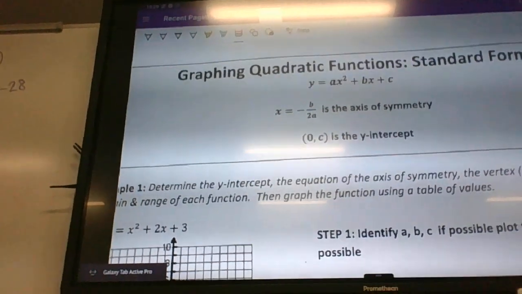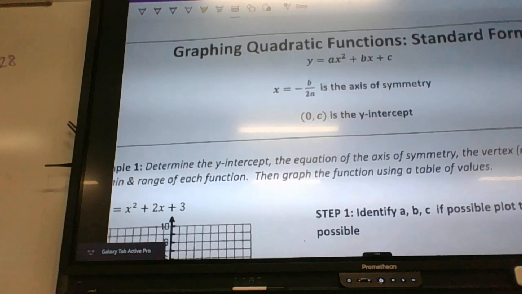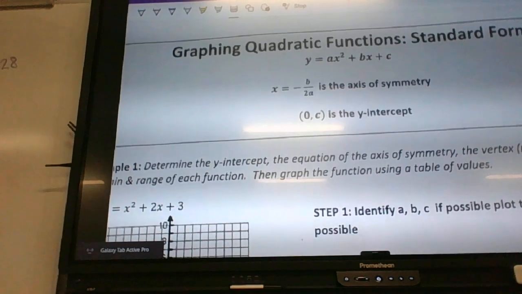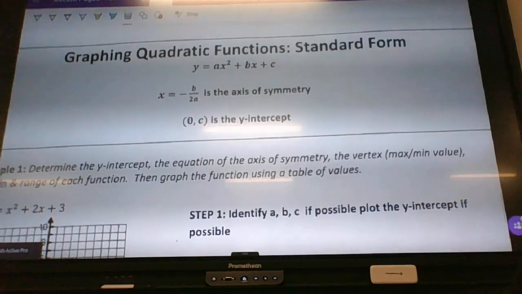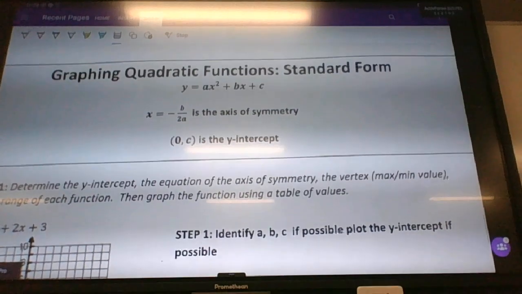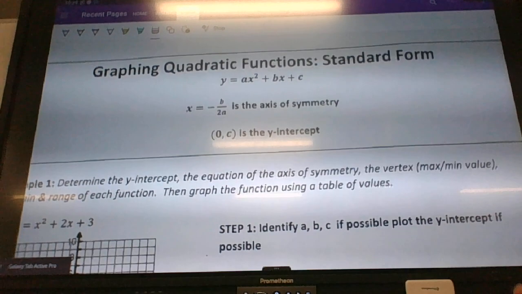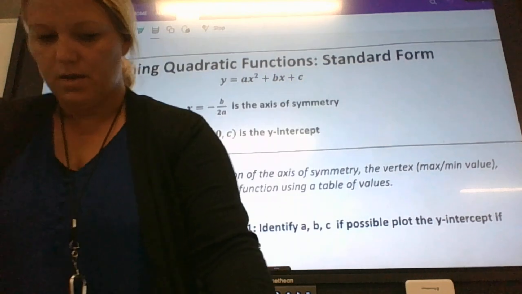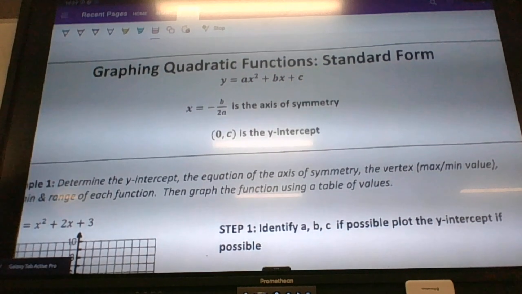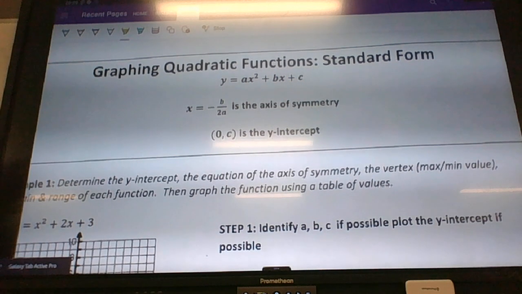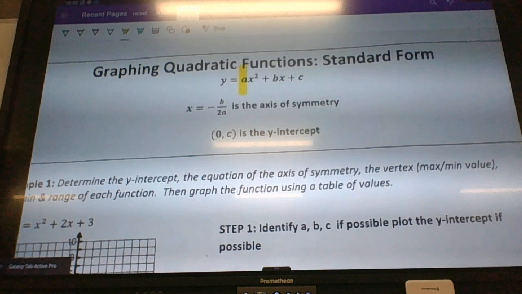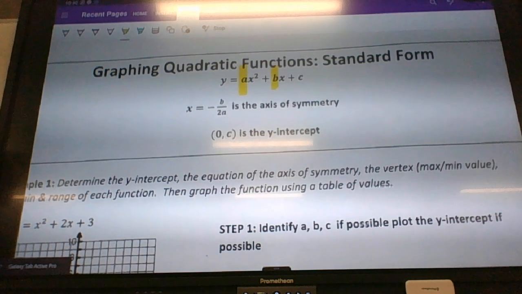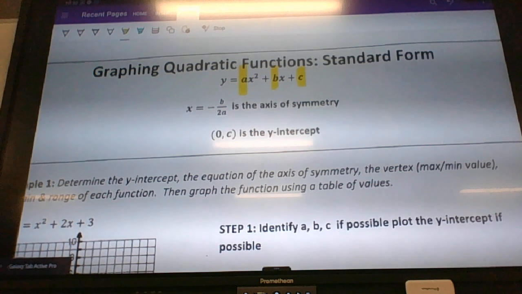Okay, so I've assigned you 2 of these to do on your own. So the idea is you'll be able to use this handout, see all the steps clearly, so you know just what to do. All right, standard form. I see that the number in front of x squared is called a. The number in front of x is called b. And the last number is called c.